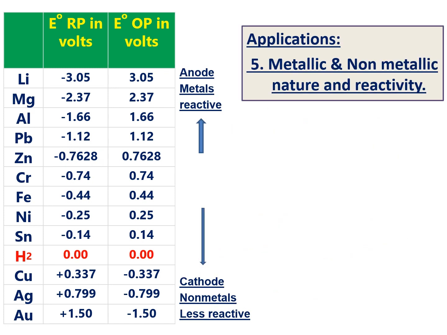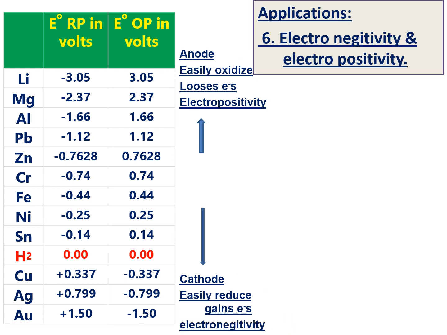Okay, next one is the metallic and non-metallic nature and reactivity of metals. We already know the top end metals are anodes. They lose electrons and are involved in oxidation. So metals are good anodes. Top end metals are very active and they act as anodes. And the bottom side ones are non-metallic in nature and they are involved in reduction, and they are less reactive compared to the metals. Next application is electronegativity and electropositivity.